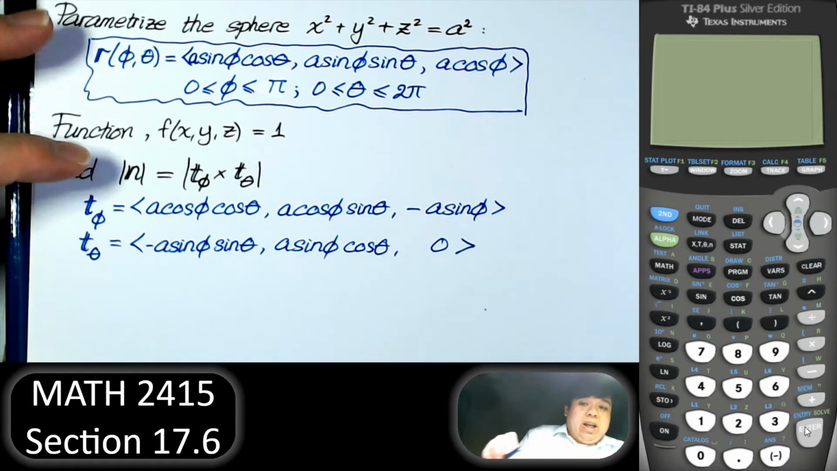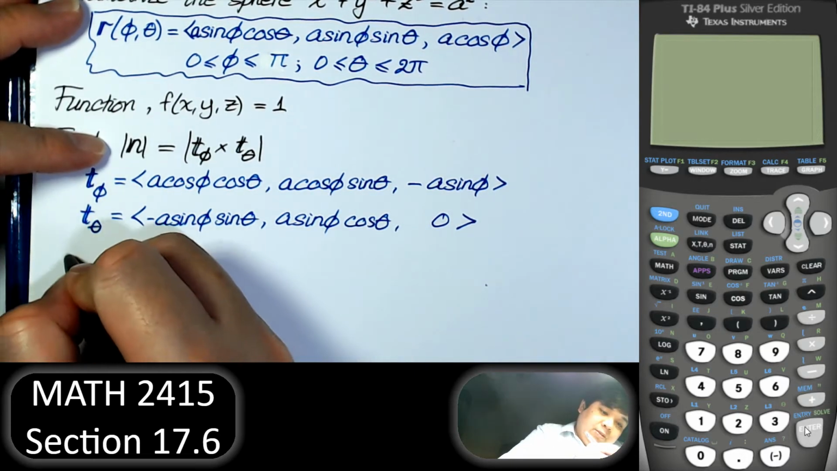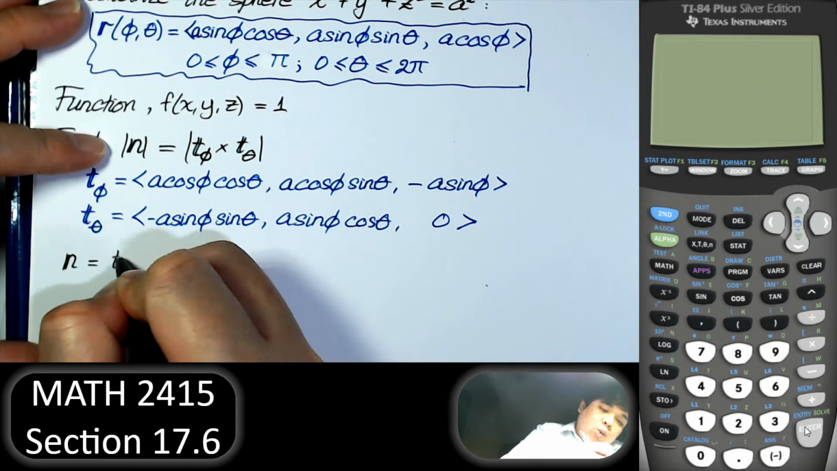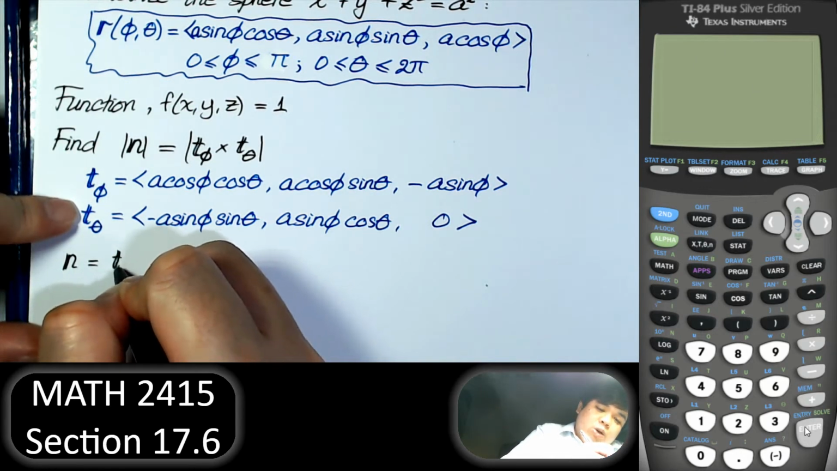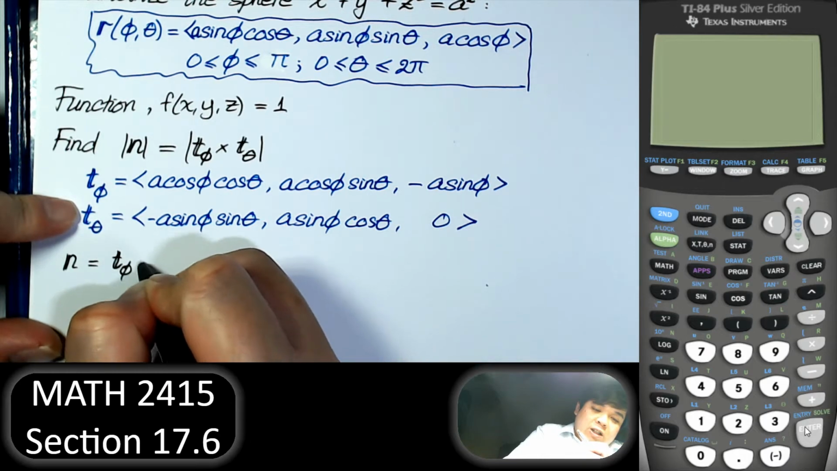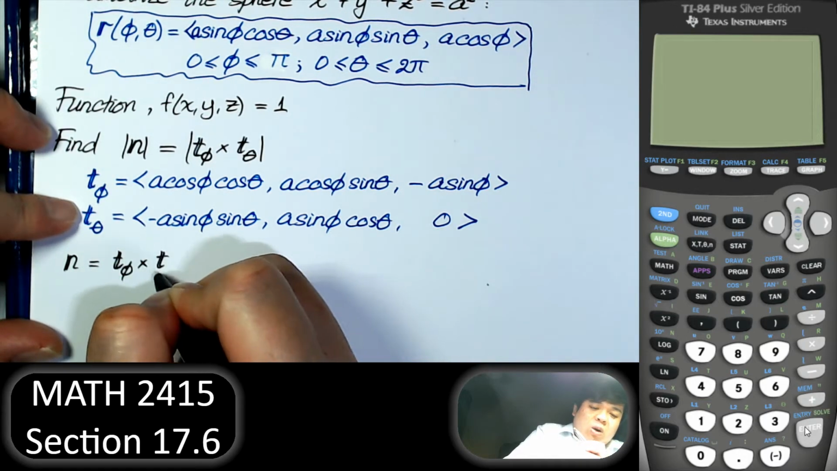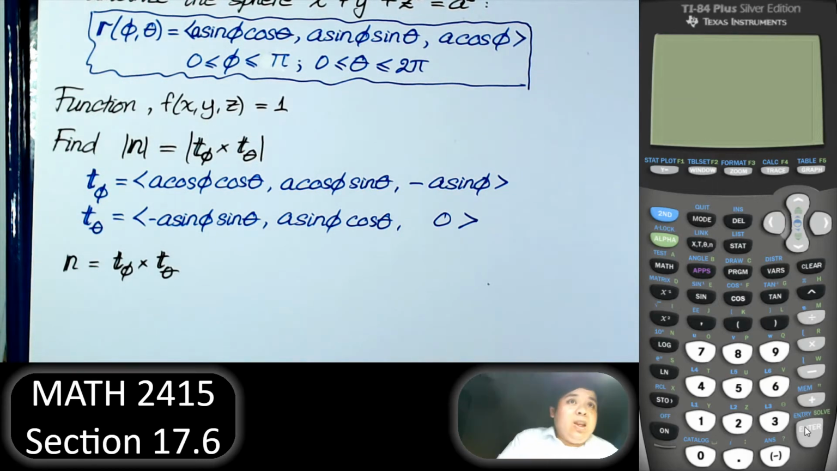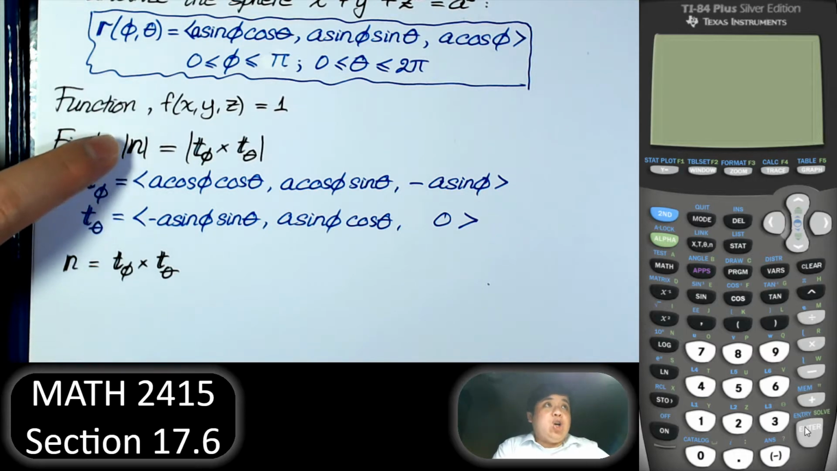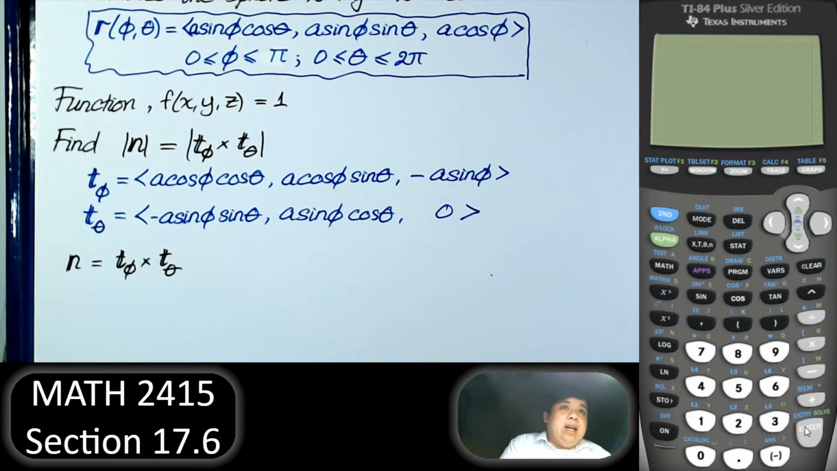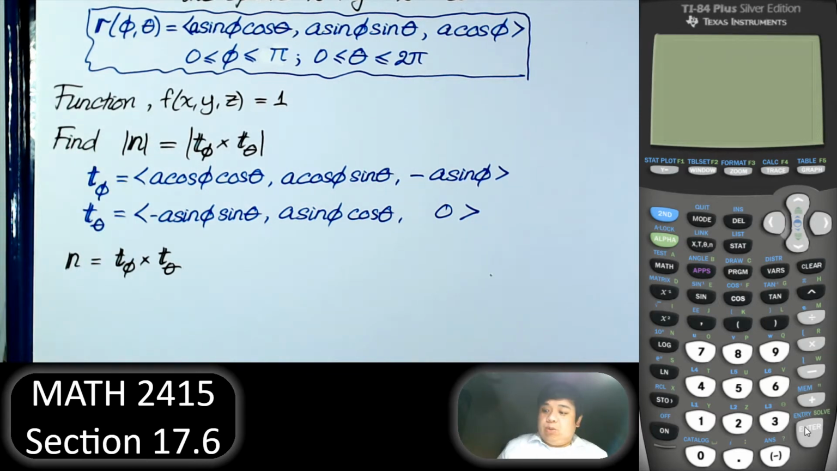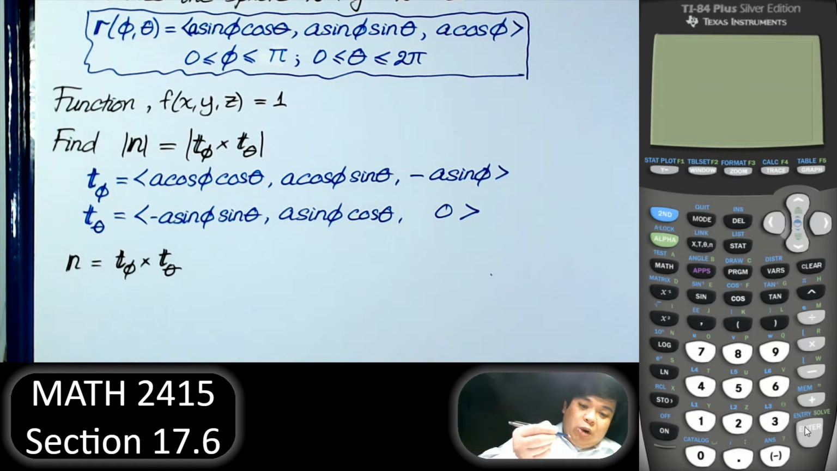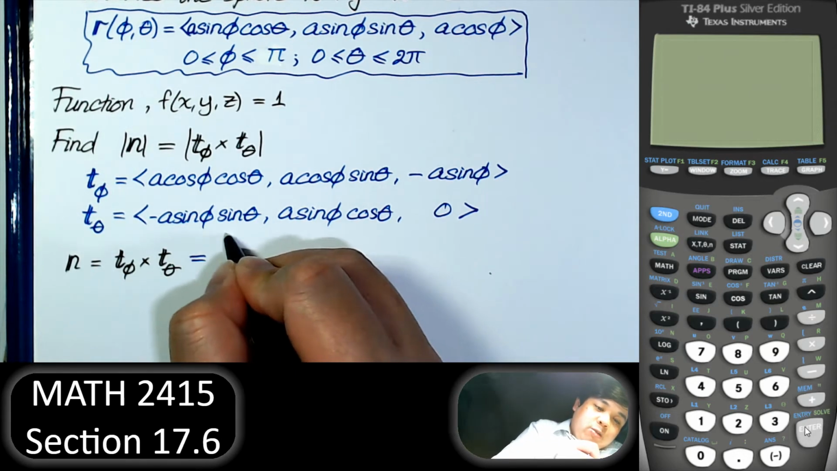Alright, next we'll find the normal vector, which is the cross product of these two. You'll say which one cross which one. Is that t theta cross t phi or t phi cross t theta? The answer to that is, in this problem, it doesn't matter because we find the magnitude of it. It will matter if we just find n without the magnitude. But that's not what we have here. Here we just do the cross product.